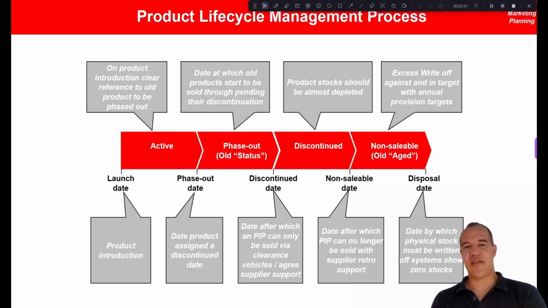The next date is the discontinuation date, and that is where the product code, I call it a PIP here, which is product identification number, is actually non-available for sale, so no future orders of the product will be allowed, and there should be very minimal stock that you have left in your business. So stock should pretty much be depleted.